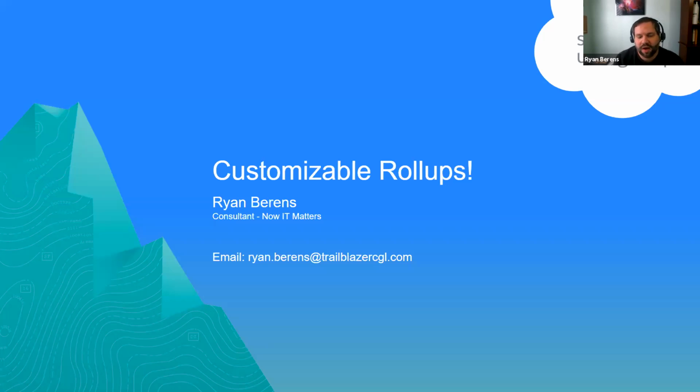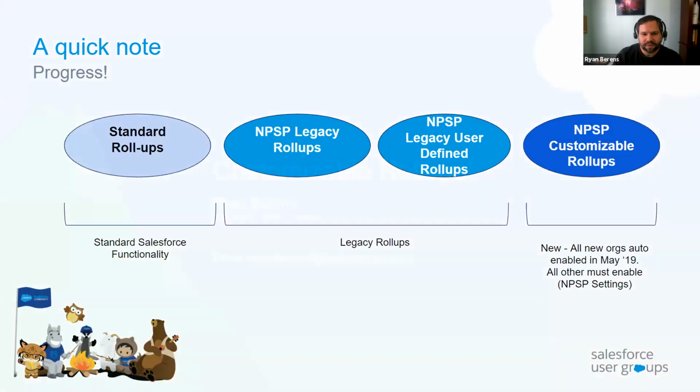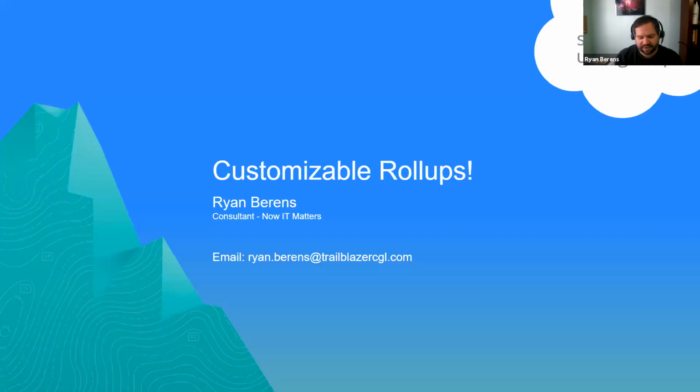NPSP stands for the Nonprofit Success Pack. I'll jump to that in a second. So a Nonprofit Success Pack is a managed package. If you don't know what that is, you probably do, which is a set of configurable apps and features and functionality explicitly designed for the nonprofit use case.